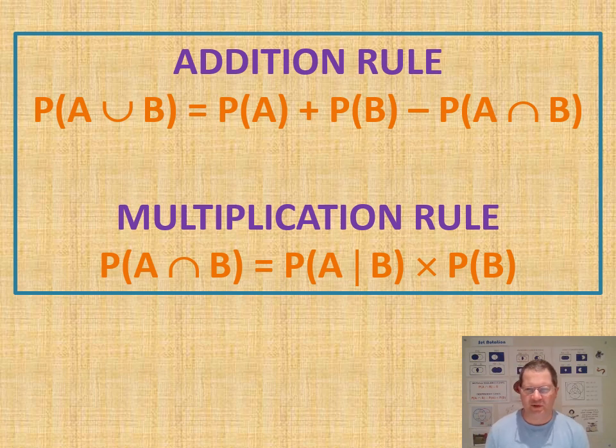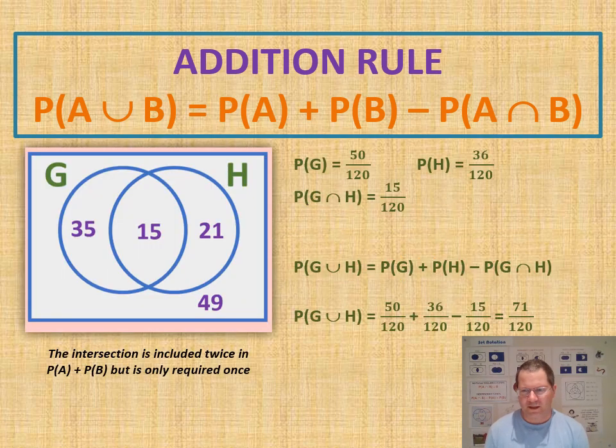So the addition rule states that the union of A and B is equal to the probability of A plus the probability of B minus the intersection of A and B. And the multiplication rule states that the intersection of A and B is equal to the probability of A given B multiplied by the probability of B. Let's have a look at the addition rule in slightly more depth.